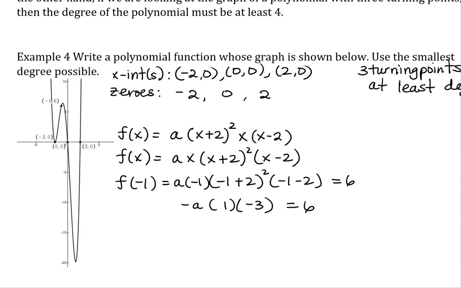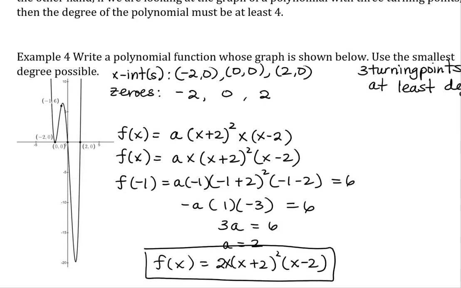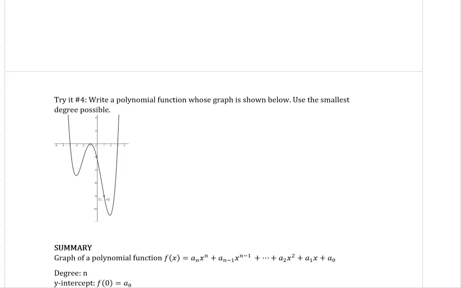So on the left side here, I have 3a equal to 6, which implies that a is equal to 2. And so now we know that the equation of this polynomial is 2x multiplied by (x + 2) squared multiplied by (x - 2). Leads us to our next try it, where you will be doing a very similar process on the graph that is given here.